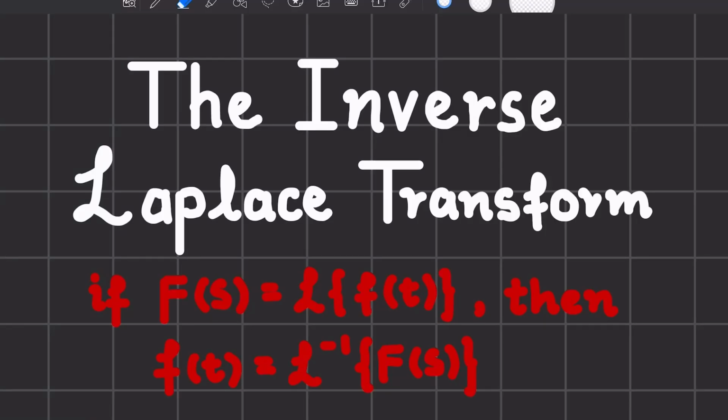Hey everyone, welcome back to another video, and today we will be doing the inverse of Laplace transform. So without further ado, let's go to our first example.